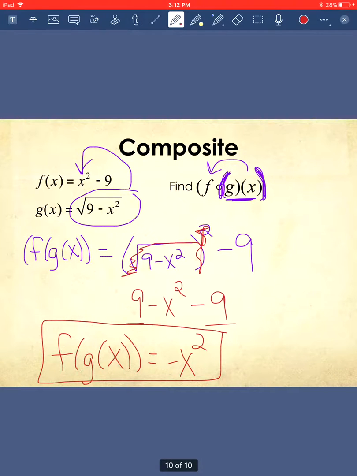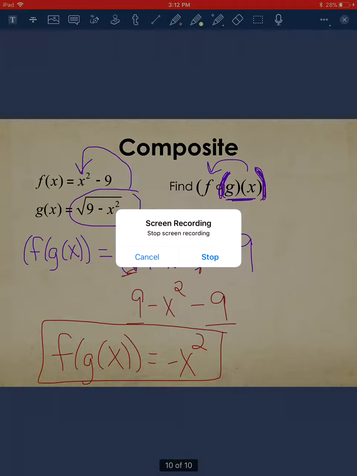So all you're doing with composite functions is plugging one function into the other and then simplifying. And that is it for our operations of functions and composite functions.